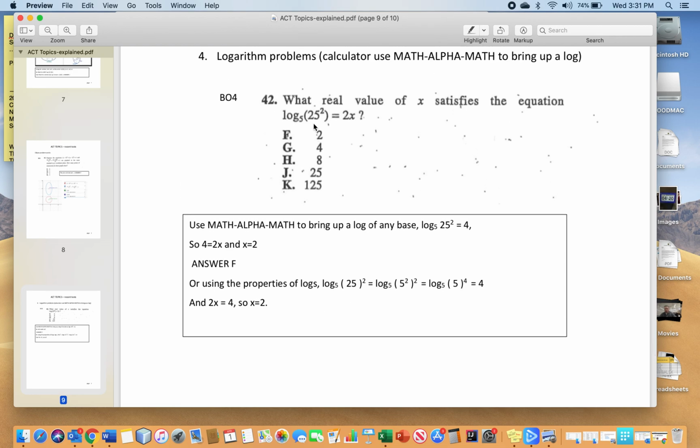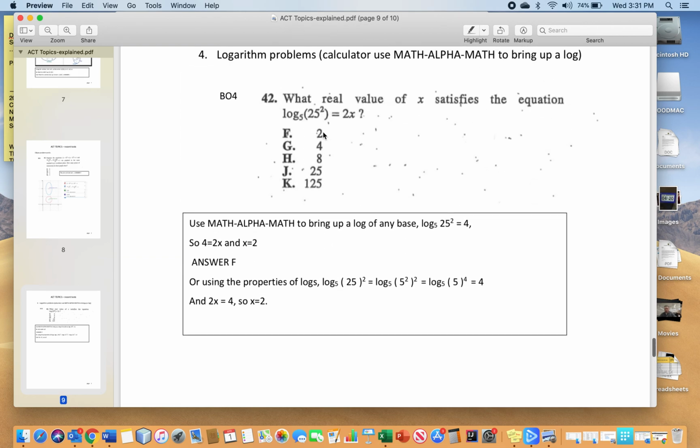Now, what your teacher would like you to know is how to, if it's log base 5, this is 5 to the 4th. So you bring down the 4 in front. So 2x equals 4, x equals 2. Without a calculator, an experienced person with logs can do that quickly. But the calculator can save your bacon.